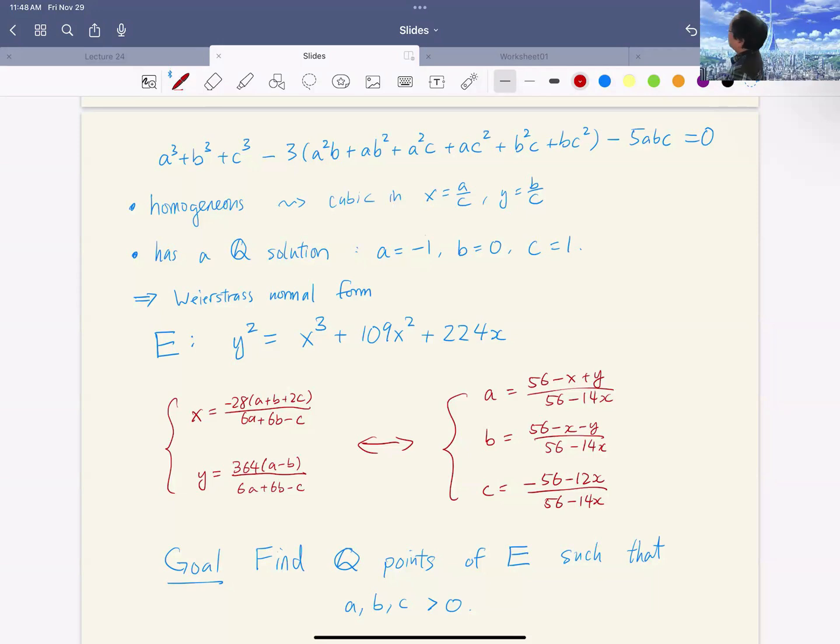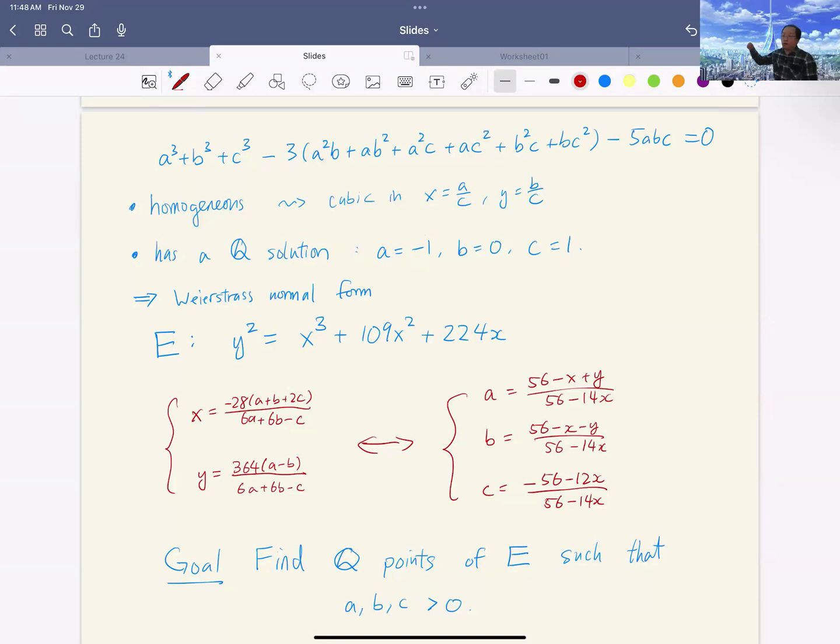Right, so what is the goal now? This equation comes from the original one. So if I can find a rational point on this elliptic curve, then I can find a rational solution to my original question. And if somehow you are so lucky that a, b, c are positive, then you get the positive solutions to the original question. So now the question is how to find rational points on these elliptic curves.